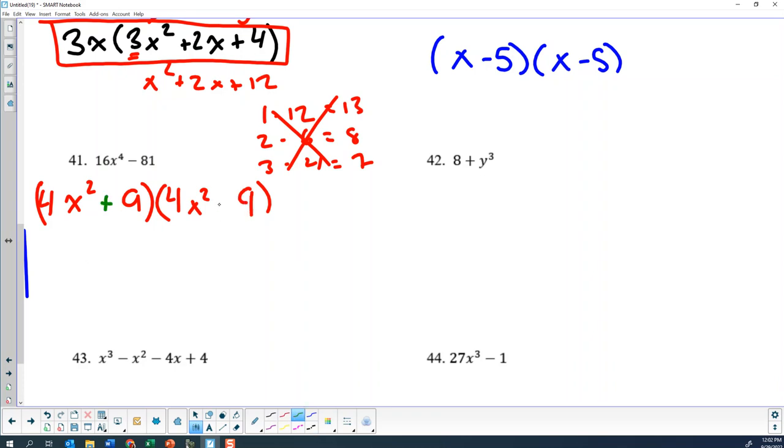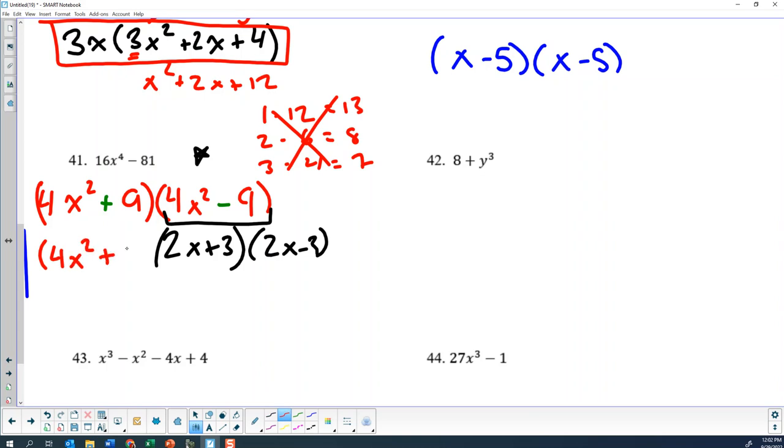One pair gets added, one pair gets subtracted. And then you should recognize this is difference of perfect squares again. 4x squared minus 9 is 2x plus 3 and 2x minus 3. So this one has been factored. Don't forget, you still had another factor, 4x squared plus 9.